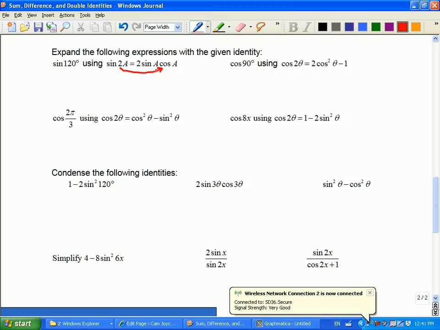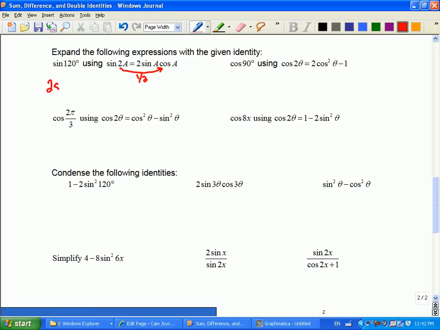So for example, I'm starting here on this side of the equation with sine of 120, and I'm moving to the other side. So what happens to the angle is that it's halved. It used to be 2 A's, it's now only 1 A. So that means when I rewrite it, it's going to be 2 sine of 60 cosine of 60. Okay.